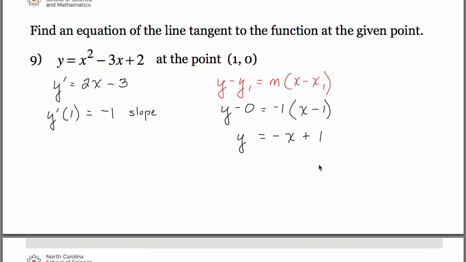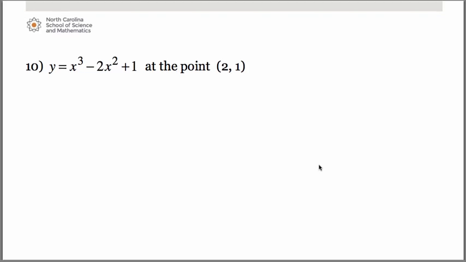So let's try one more of that type. Feel free, if you'd like, to pause this and try it on your own first. We'll begin by finding our derivative, because that's how we'll get our slope. So in this case, our derivative is 3x squared minus 4x. Substitute in the x value of 2. So we'd have 3 times 4 minus 4 times 2. So that gives us a slope of 4. So that's our slope that we want to use.